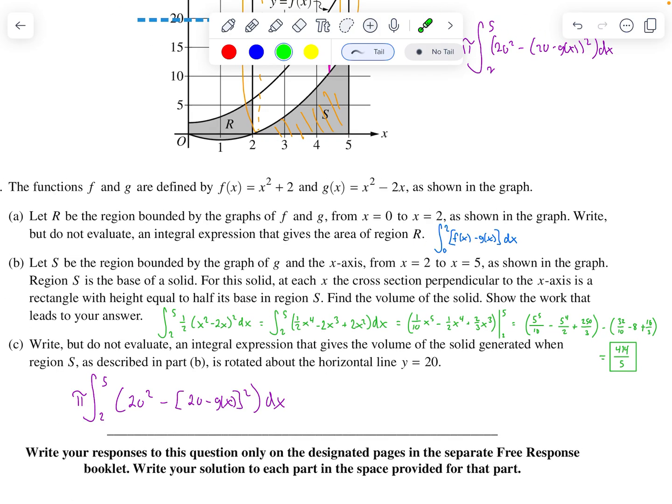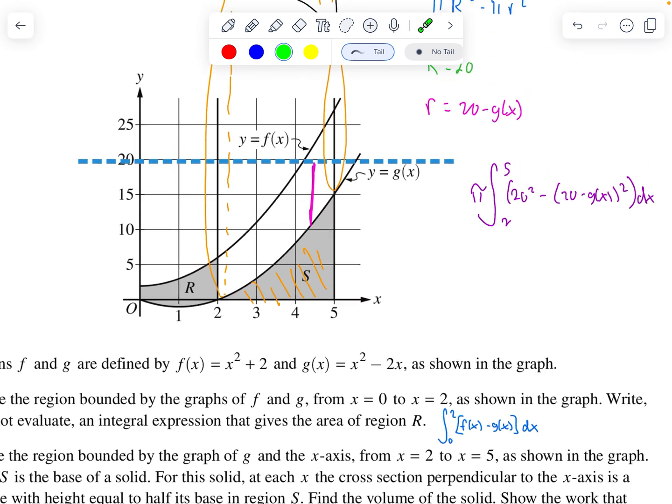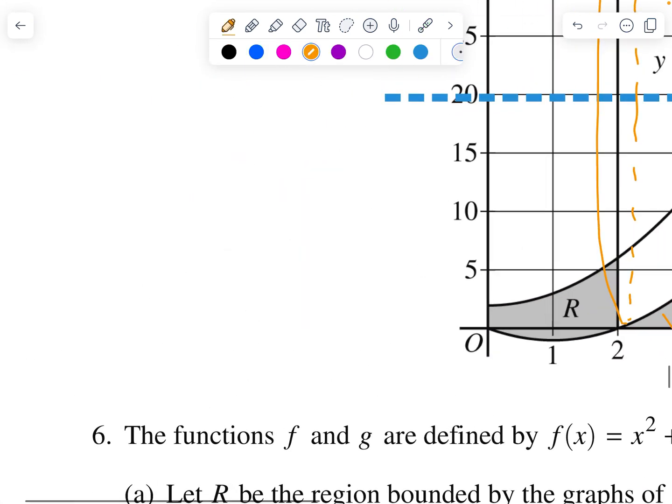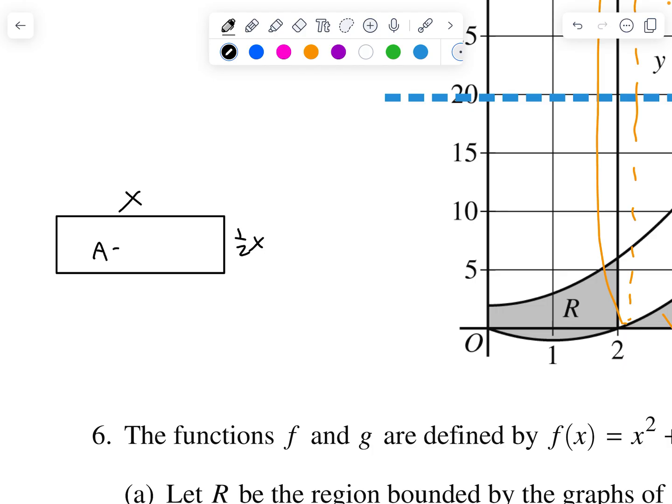Now we're going to do weird cross-sections. Our cross-section is a rectangle with height equal to half its base length. So in general, what you're doing is you have a rectangle whose one side is x and the other side is 1/2 x. And so the area of this is simply 1/2 x squared.